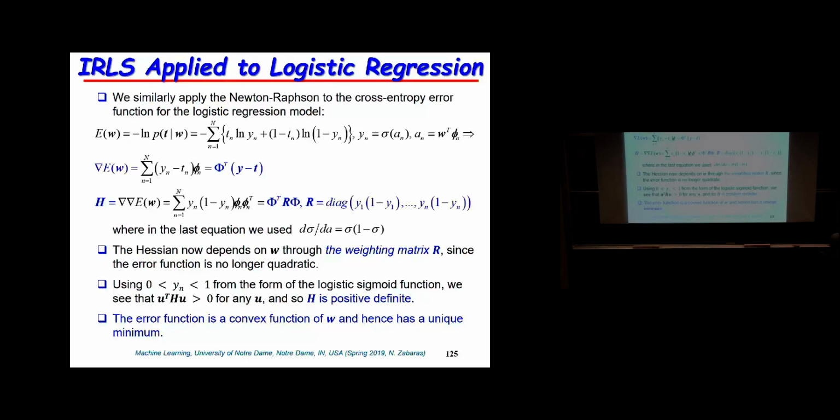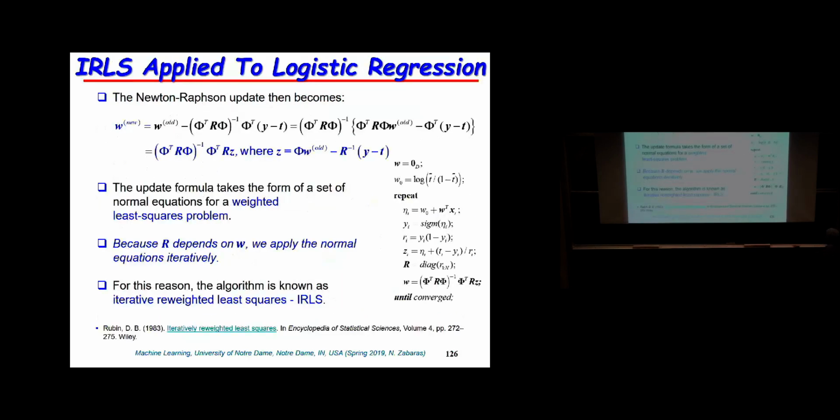And so it comes out that these diagonal elements here are all positive. Why are those things positive? Because y is a probability. It's less than 1, right? So this is positive definite. Everything is positive definite. So this problem is a convex optimization in W, so it has a unique solution. So let's write the solution.